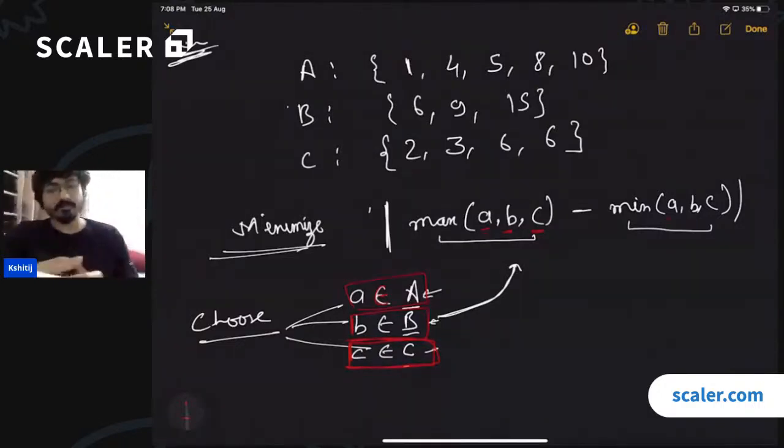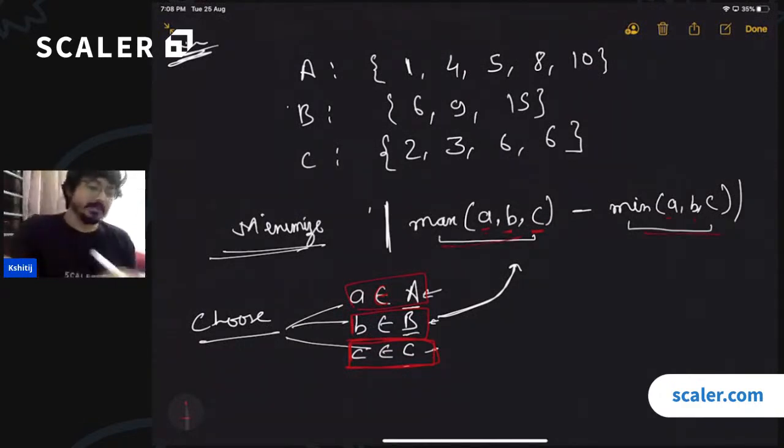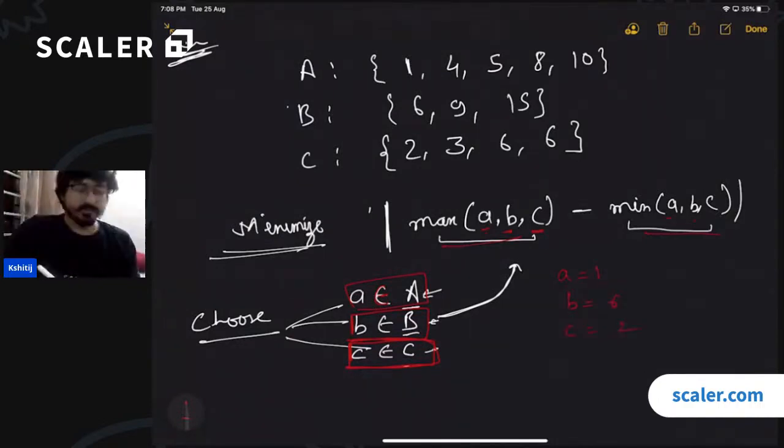Out of all those possibilities, you have to select the values such that this difference is minimum. For example, you can pick A equals 1, B equals 6, and let's say C equals 2. In this case, what is the answer? The minimum of A, B, C is 1. The maximum of A, B, C is 6. So in this case, the answer is 5.